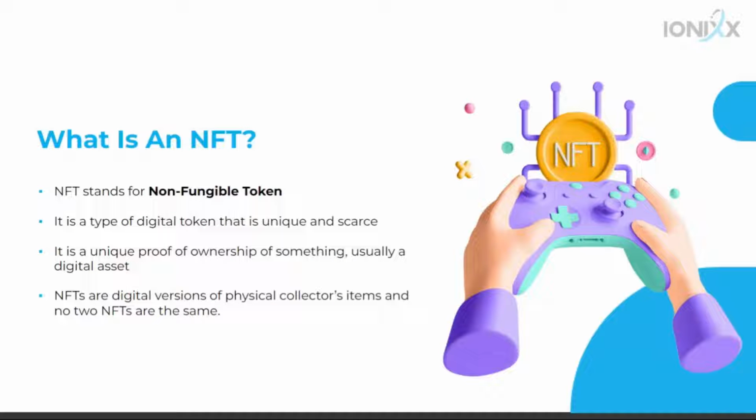So I'll get started with the basics. We'll talk about NFTs, smart contracts, and we'll talk about how they can be used together. So an NFT, I'm assuming most people already know this, but I'll just go through it again for the sake of our audience that is getting into the space now. NFTs stand for non-fungible tokens. It's a type of digital token that is unique and scarce. It offers proof of ownership of something, which is usually a digital asset. It could also be digital art or anything in the digital world. And NFTs are digital versions of physical collector's items. No two NFTs are the same. They can be the same, unless they've been programmed that way to hold a similar object, but otherwise they're not the same. Each NFT is unique in its own way.